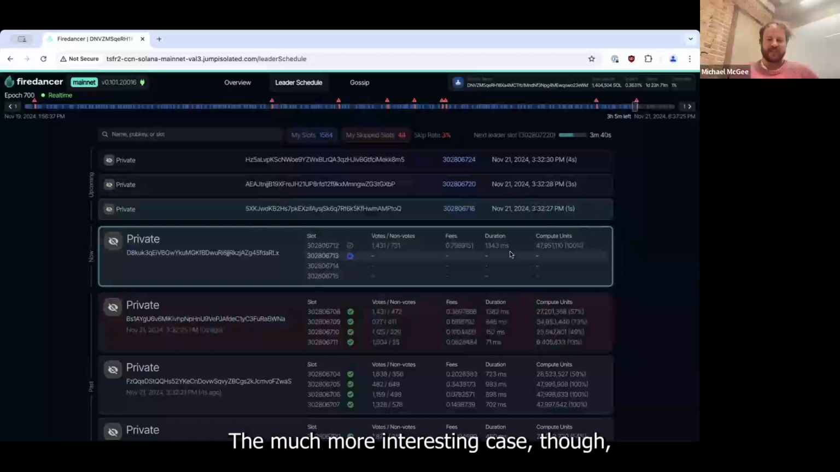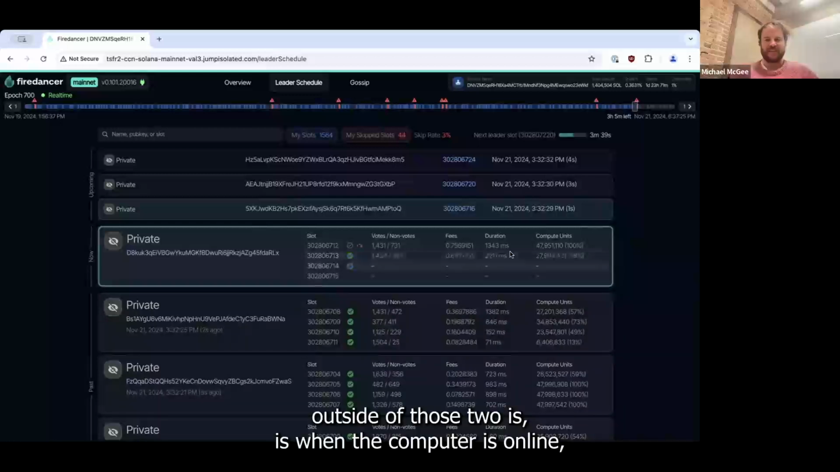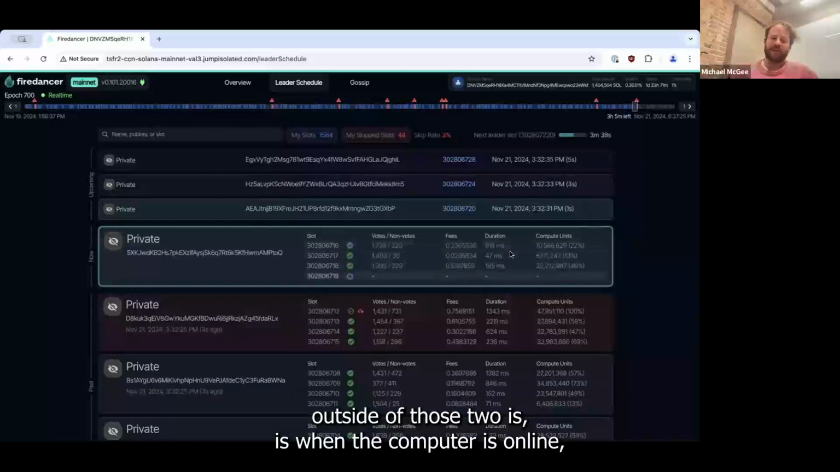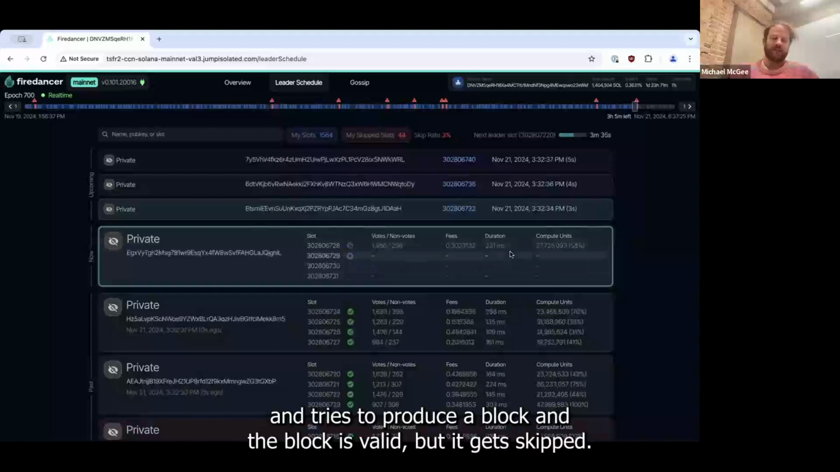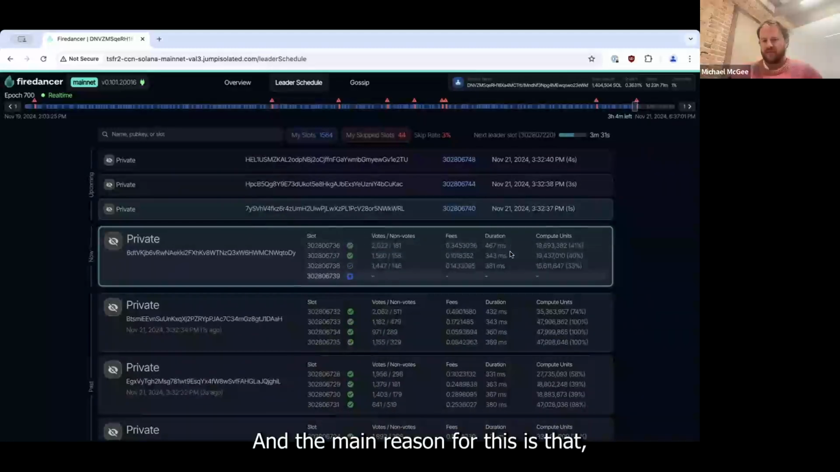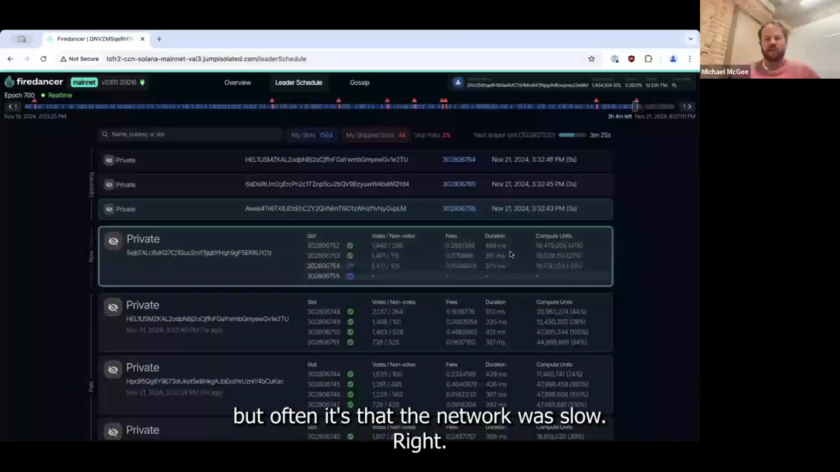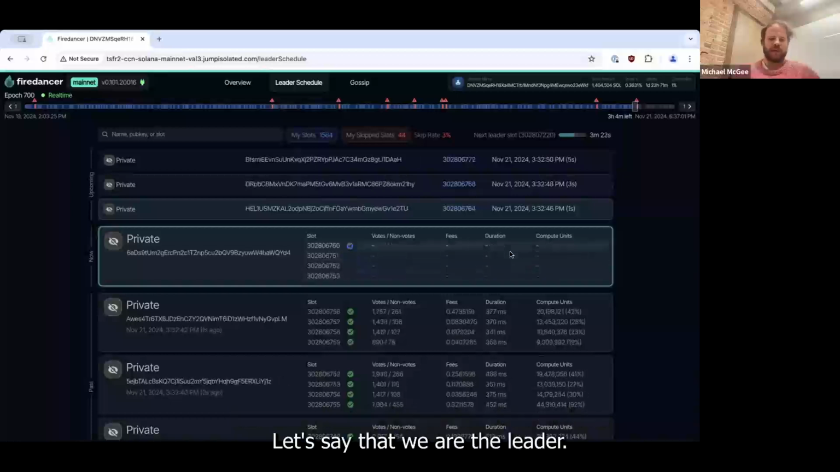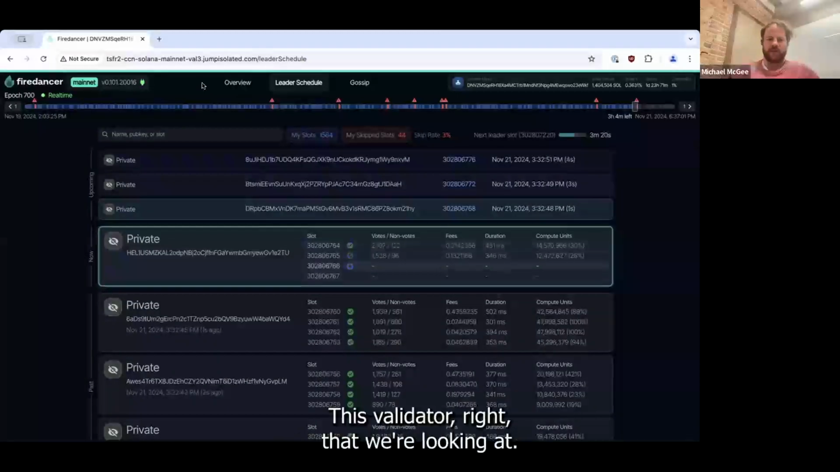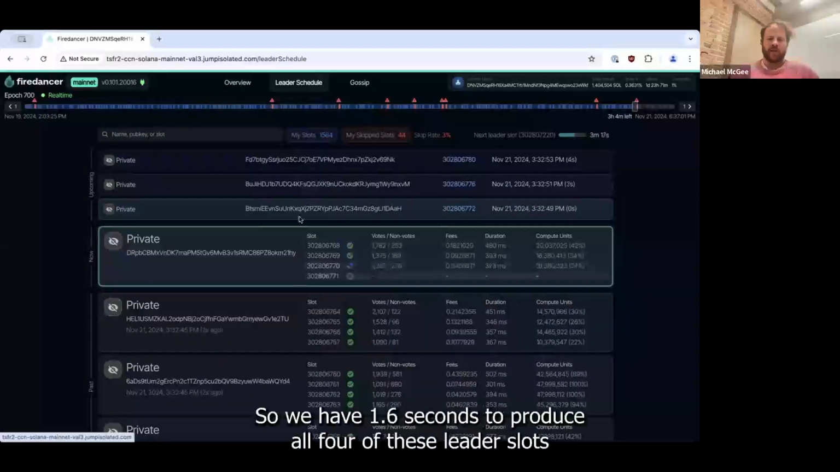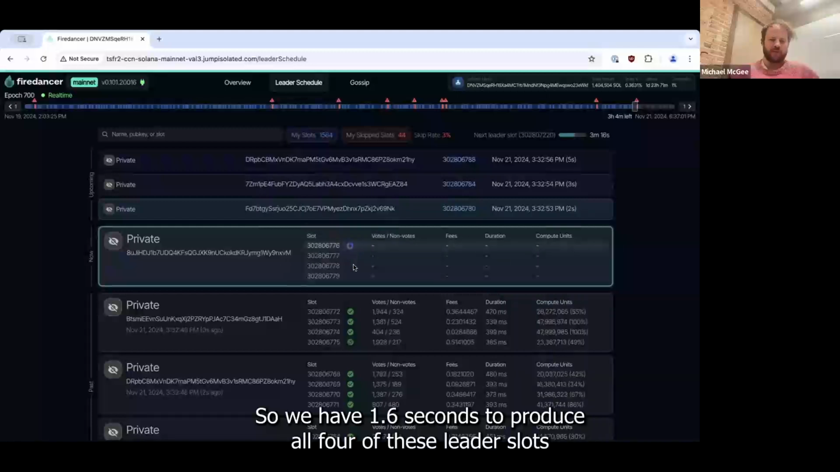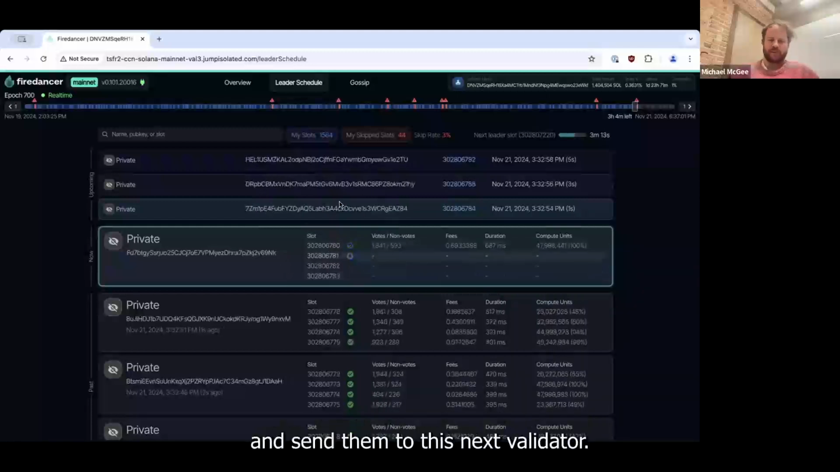The much more interesting case, though, outside of those two, is when the computer is online and tries to produce a block and the block is valid, but it gets skipped. And the main reason for this is that the computer was, I don't want to say slow, but often it's that the network was slow, right? Let's say that we are the leader, this validator that we're looking at. So we have 1.6 seconds to produce all 4 of these leader slots and send them to this next validator.